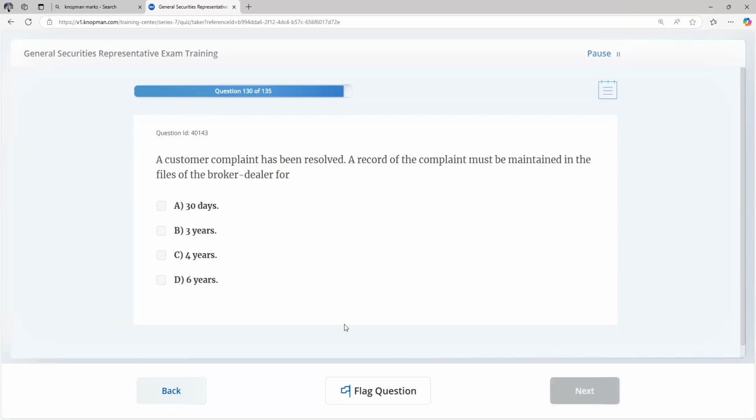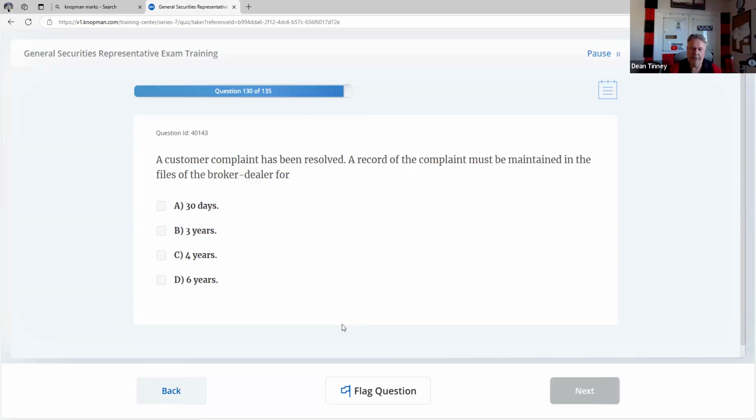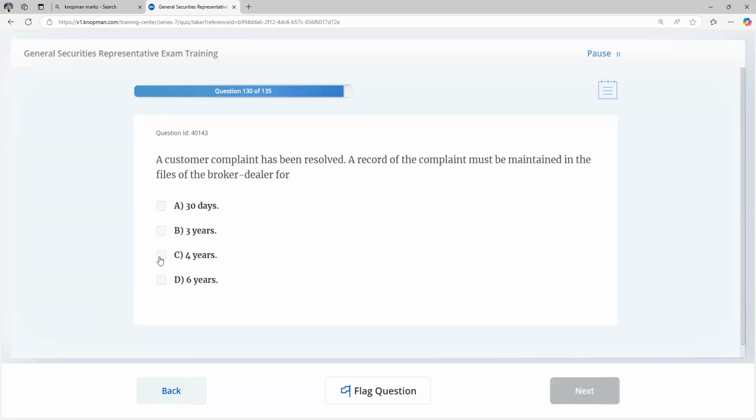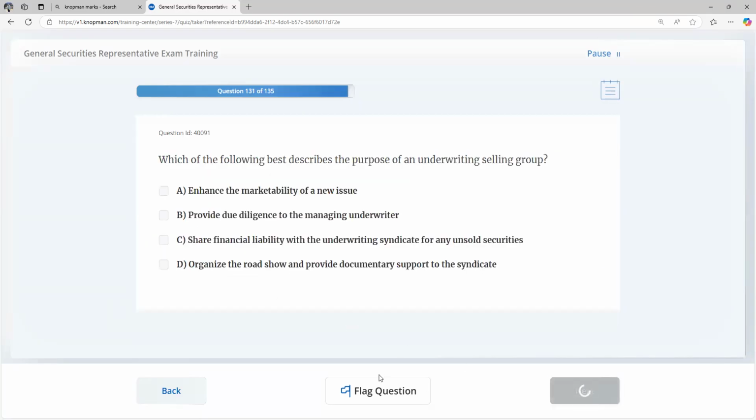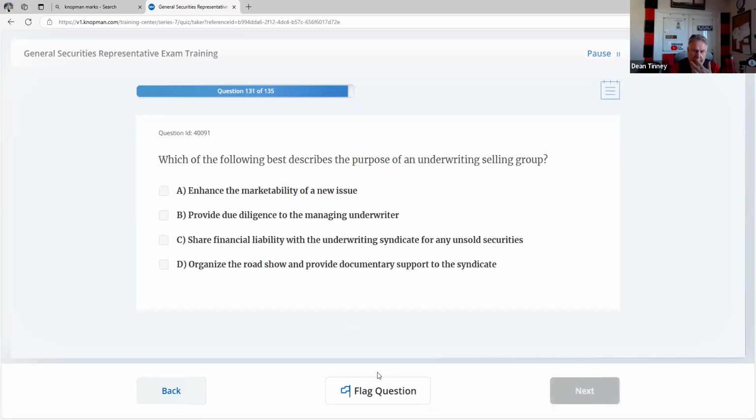Exactly. A customer complaint has been resolved. A record of the complaint must be maintained by the broker dealer for 4 years. Right on. Which of the following best describes the purpose of an underwriting selling group?